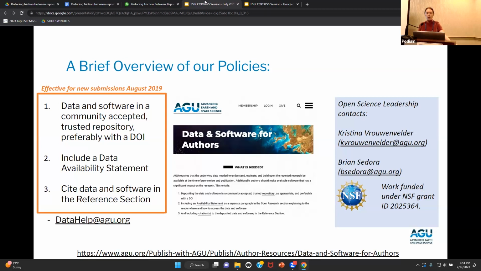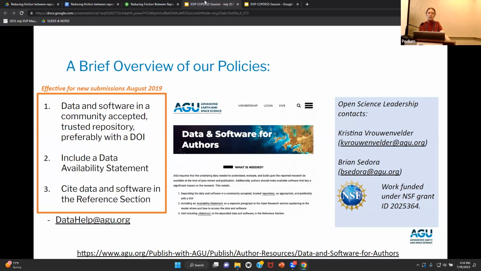Our policies are now that data and software should be deposited in a community accepted trusted repository, preferably for DOI, but we don't mandate that. That authors include a data availability statement in their open research section in every AGU publication. A data availability statement contains information about how to access the data and software that they used in their paper. And that they cite the data set or the software in the reference section of the paper with a bracketed description flag that helps us track data sets and software through infrastructure, making sure that authors of the data set, authors of software get credit for their work.